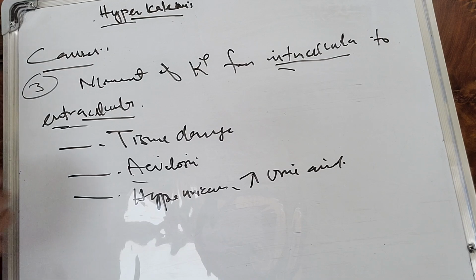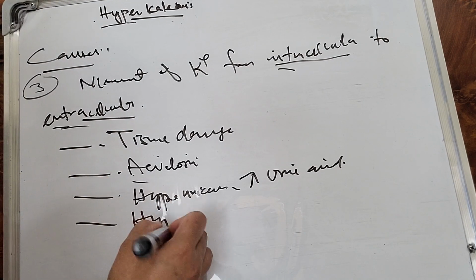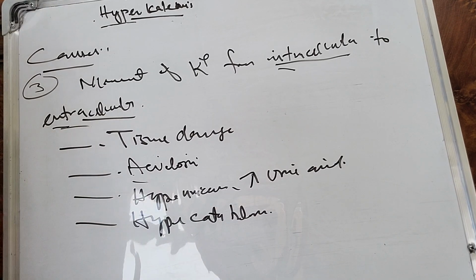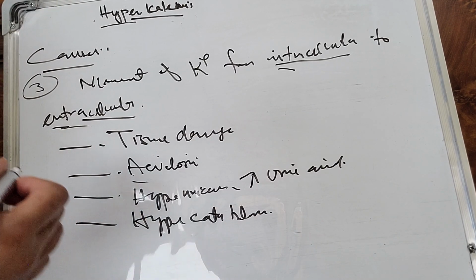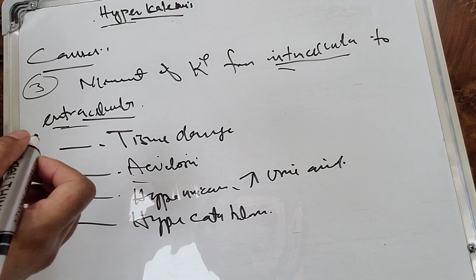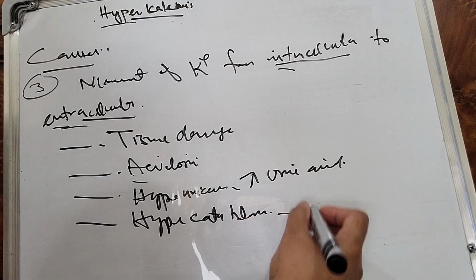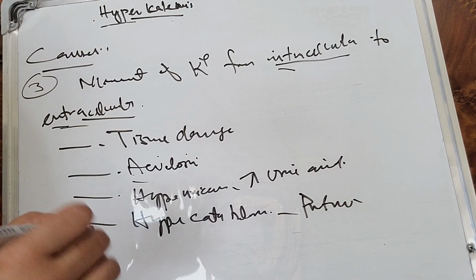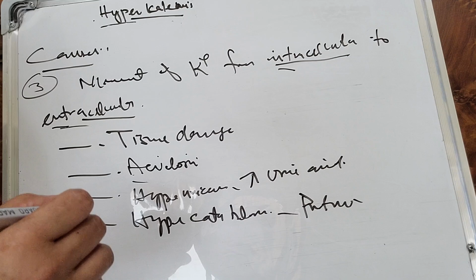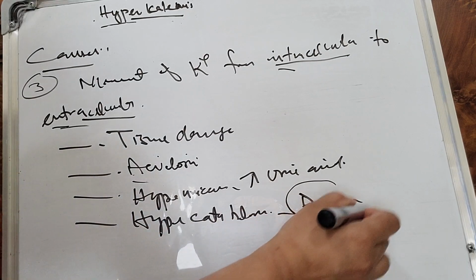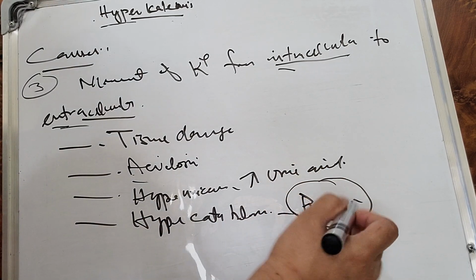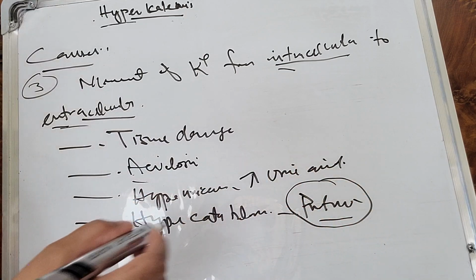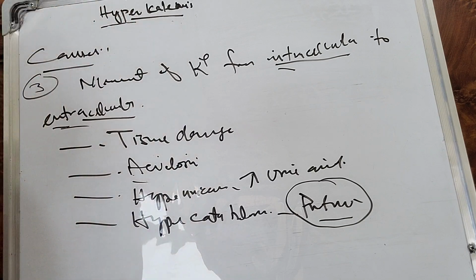Then hypercatabolism. Hypercatabolism means the excessive metabolic breakdown of complex substances, for example protein. Protein is a complex substance in our body. If the protein excessively breaks down inside the body, that is also a cause of hyperkalemia.